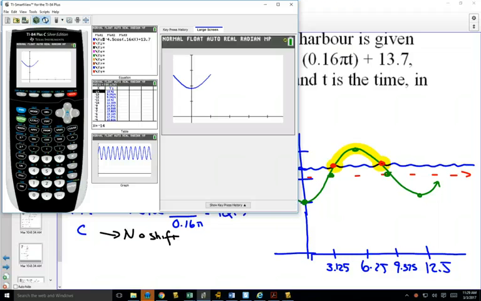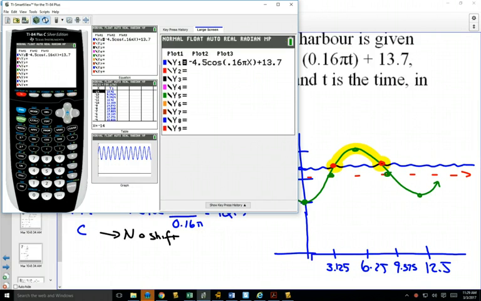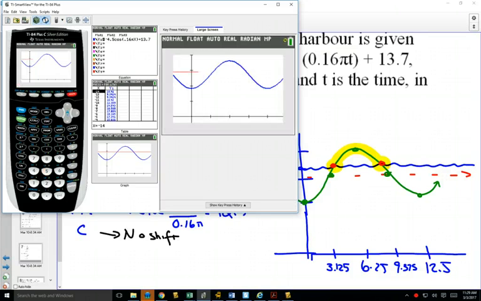So now that we've got our graph matching up with our green graph, we need to add our water. And our water was at 14.5. So we go back to y equals, and in y2, a straight horizontal line is an equation y equals something. So if I do y equals 14.5 and hit graph, now that 14.5 gets put straight in.